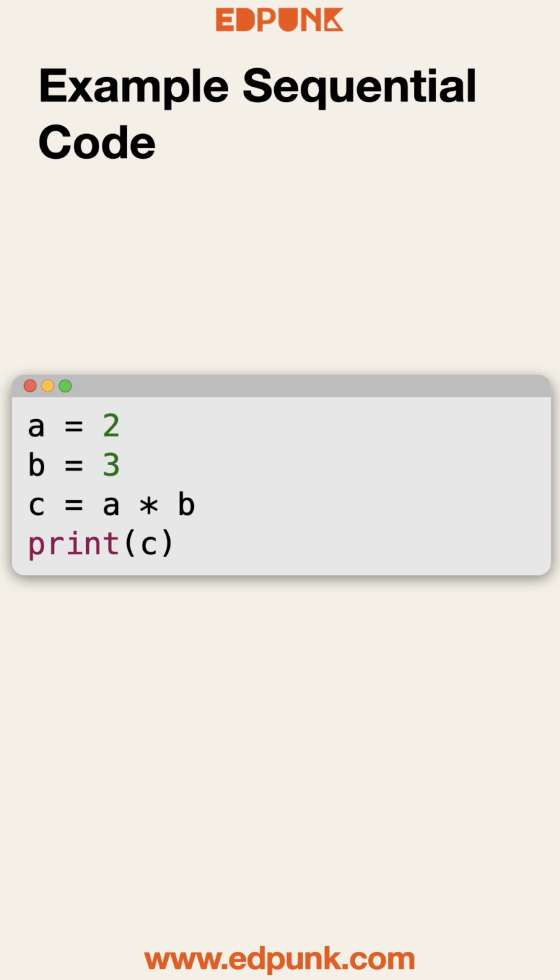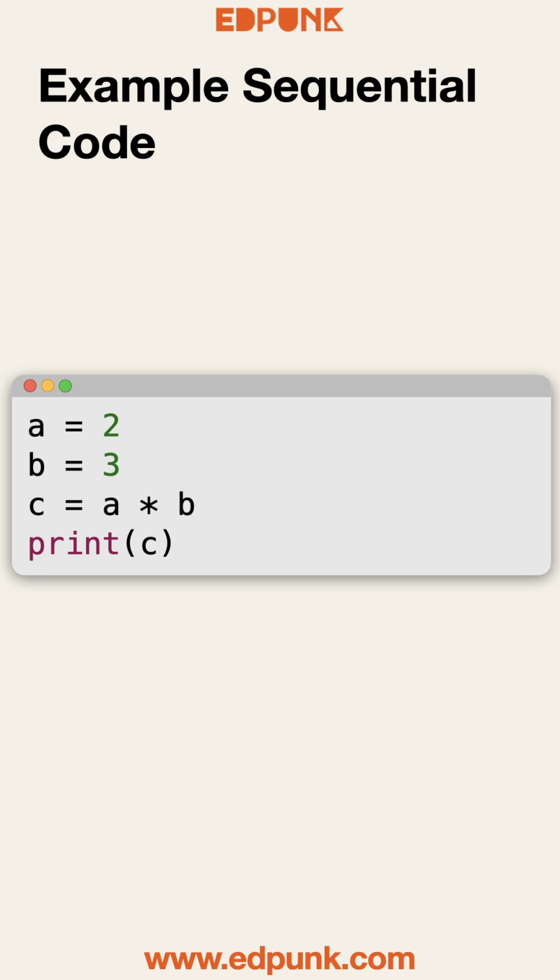Let us go through an example code which has sequential execution. In this code, A is assigned the value 2 and B is assigned the value 3. Now, C is calculated by multiplying A and B. Finally, the value of C is displayed as output.